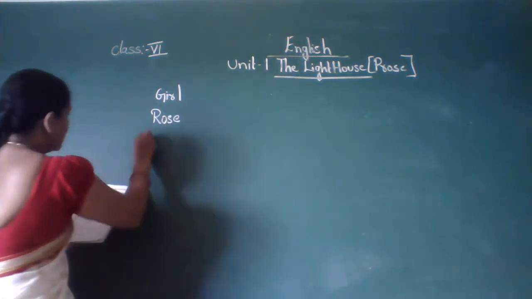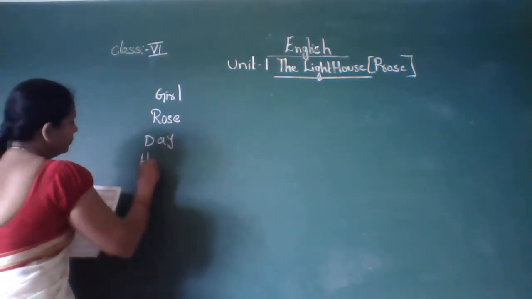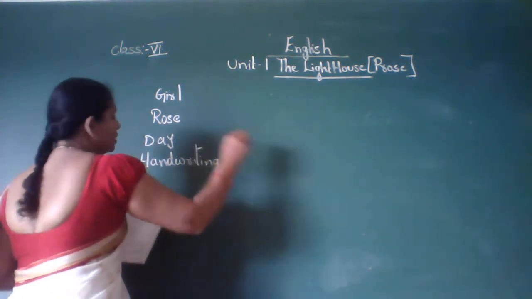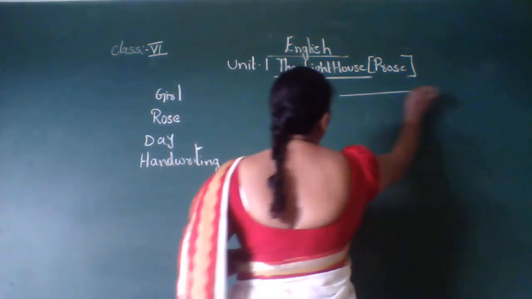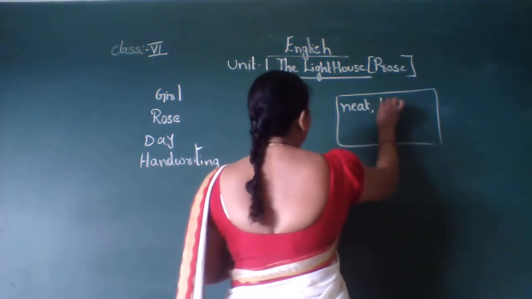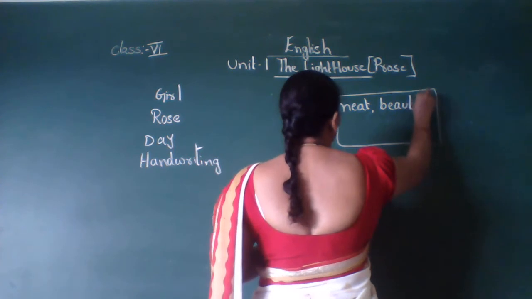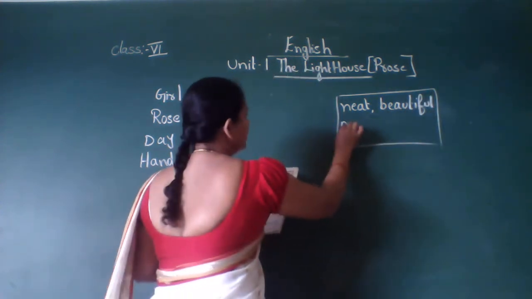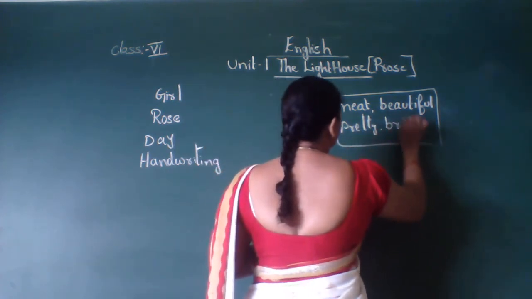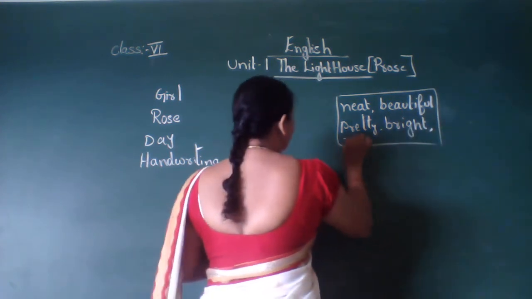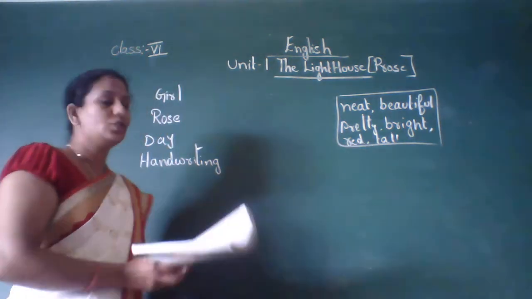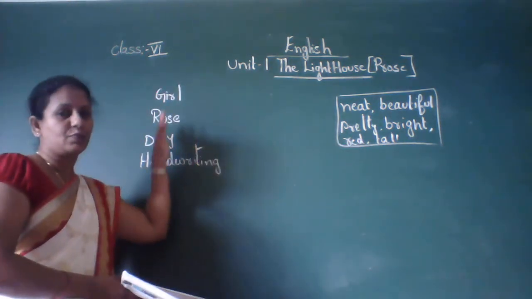Then day and white. So these are pretty, bright, red, top. So these are the describing words given in the box. So you have to use these describing words for a particular word.